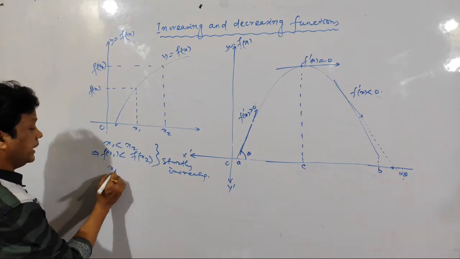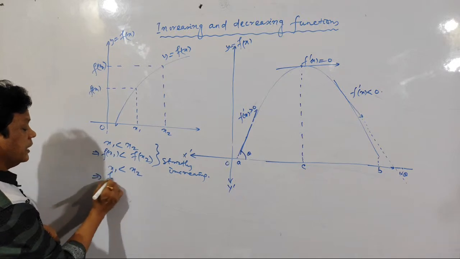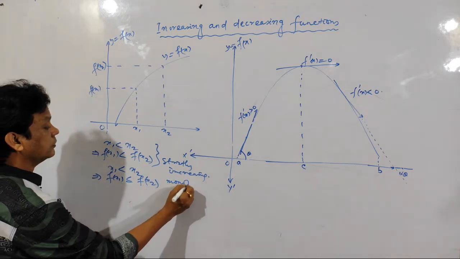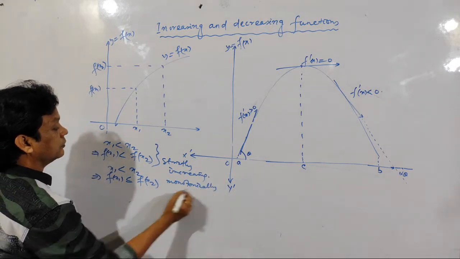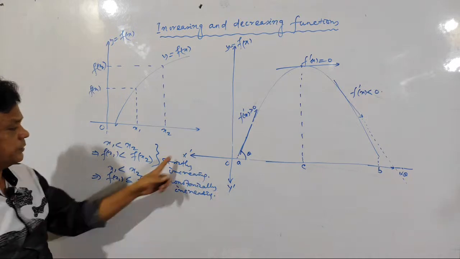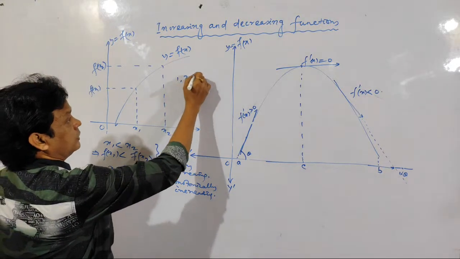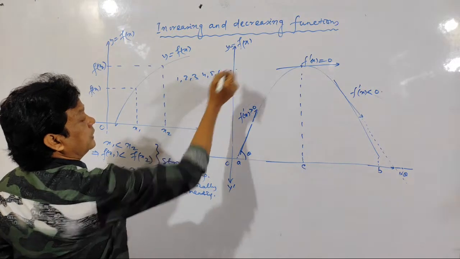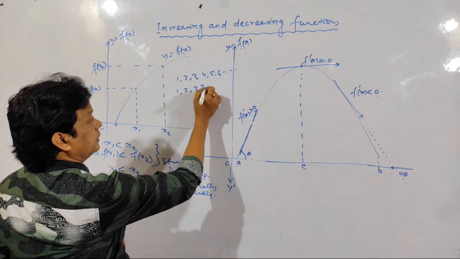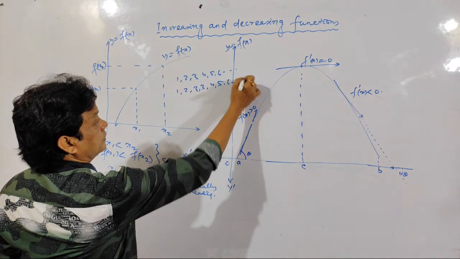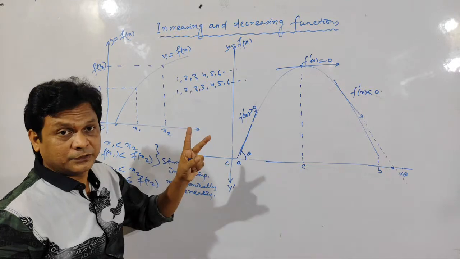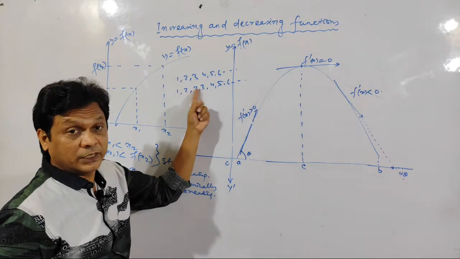And if x1 is less than x2 implies f of x1 is less than or equal to f of x2, this one is monotonically increasing. And what is the difference between these two? See here, 1, 2, 3, 4, 5, 6, and so on. It is strictly increasing. Continuously it is increasing. But 1, 2, 3, 3, 4, 5, 6 and so on, this is not strictly increasing. This is monotonically increasing. Increasing, but not strictly, because these two are equal, 3, 3.